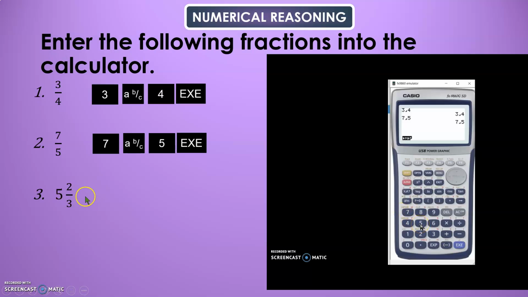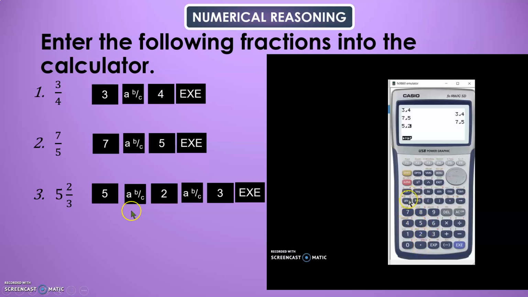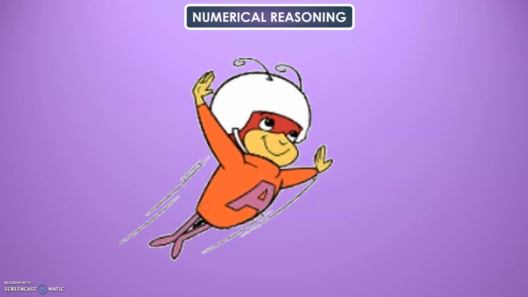In fact, the mixed number is even easier. You just write it as it looks. So the whole number is 5, then you press the ABC button, then the 2, then the 3, then execute. And that's it. And we still get our improper fraction answer. So that's how to enter fractions into your calculator.